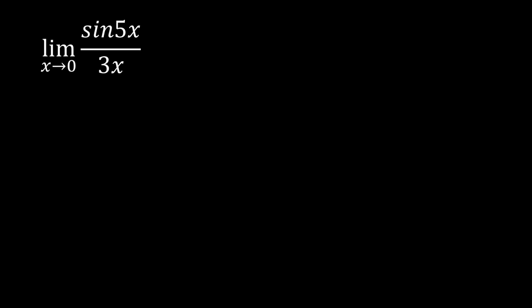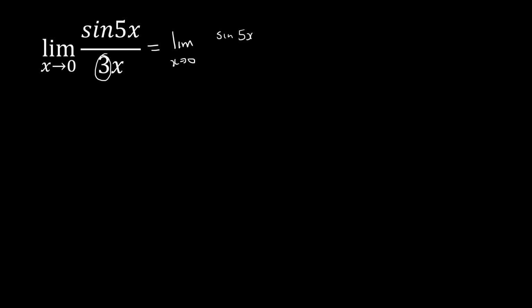Here's the first question. I think I got it from the study guide. You have the limit as x approaches 0 of sine 5x over 3x. We can see we need 5x for this to be 1, but we have 3x. But we can always play around with numbers.